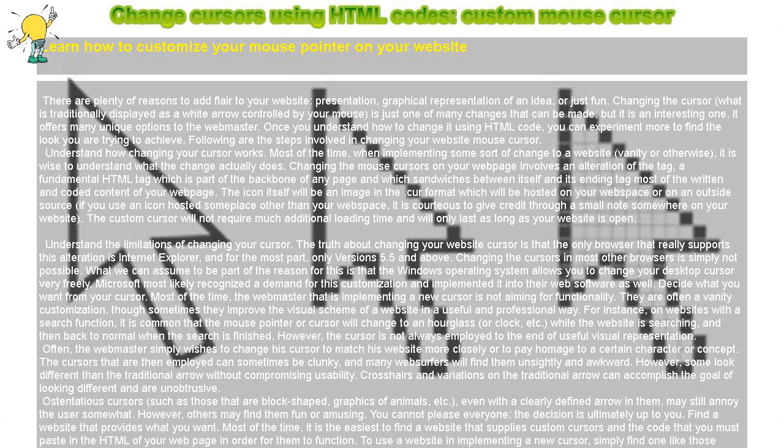Understand how changing your cursor works. Most of the time, when implementing some sort of change to a website, vanity or otherwise, it is wise to understand what the change actually does. Changing the mouse cursors on your web page involves an alteration of the body tag, a fundamental HTML tag which is part of the backbone of any page and which sandwiches between itself and its ending tag most of the written and coded content of your web page.